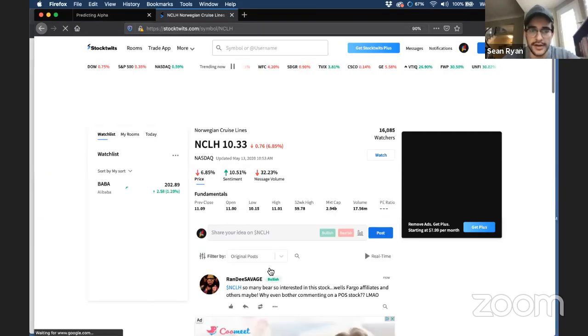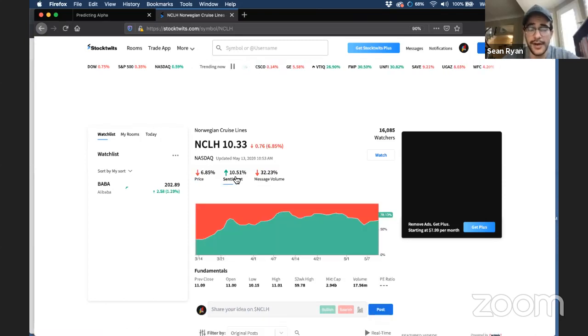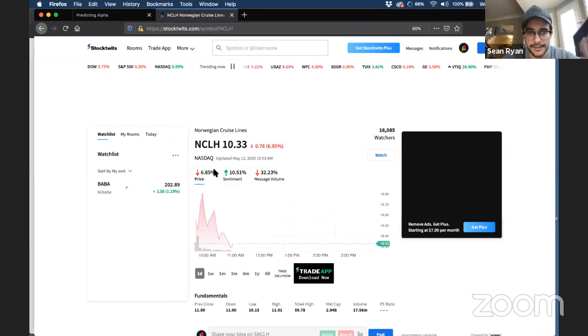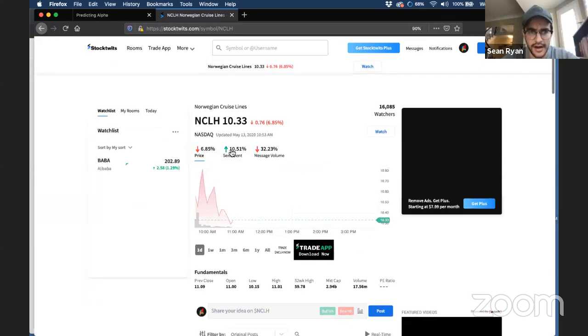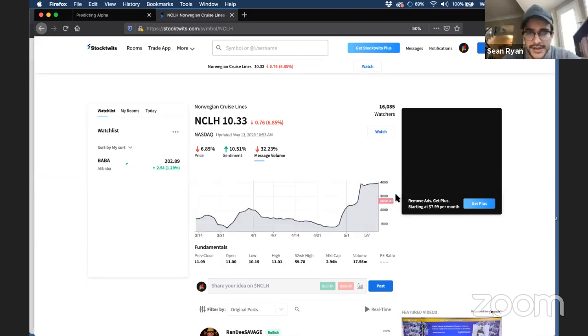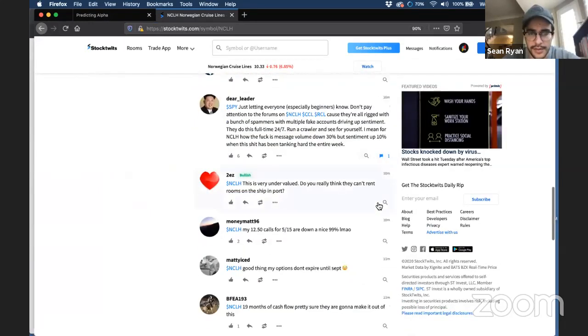So many bears are interested. Okay, cool. Sentiment is up, 78. Wow, so many people are bullish on this thing still. I don't know how so many people are bullish right now. The market has not got to that point yet, in my opinion. Price is still down in the bottom. Sentiment's up. Message volume has actually come down, which is kind of interesting. You would think it would stay up. 16,000 watchers. What are most people who are bearish saying?